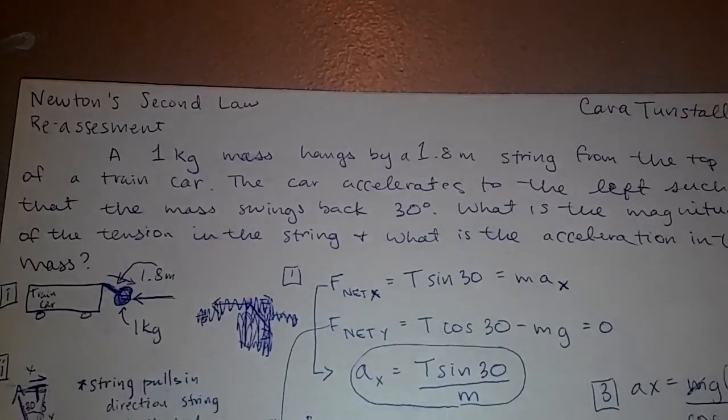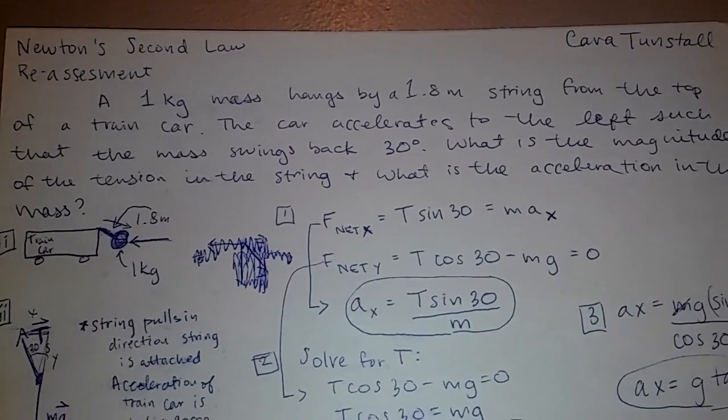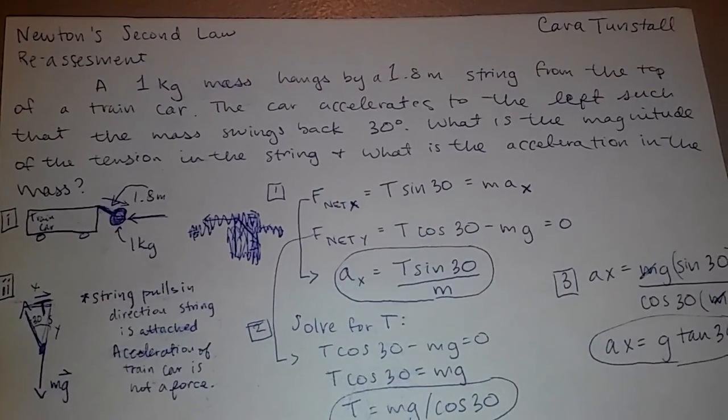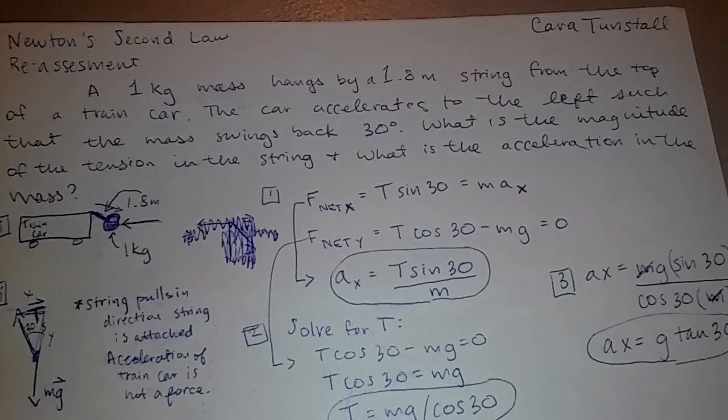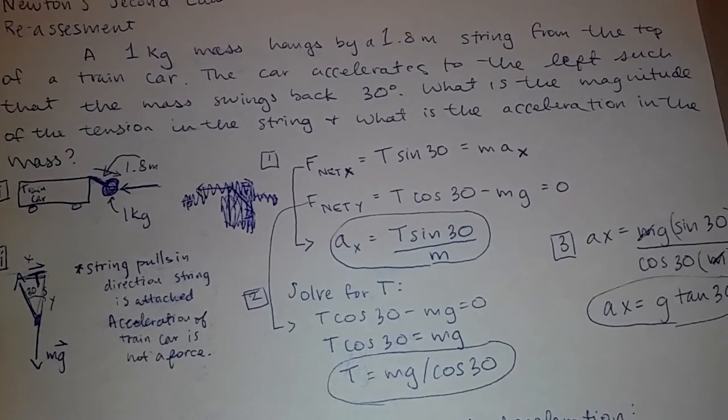I'll read it. A 1 kilogram mass hangs by a 1.8 meter string from the top of a train car. The car accelerates to the left such that the mass swings back 30 degrees. What is the magnitude of the tension in the string and what is the acceleration of the mass?